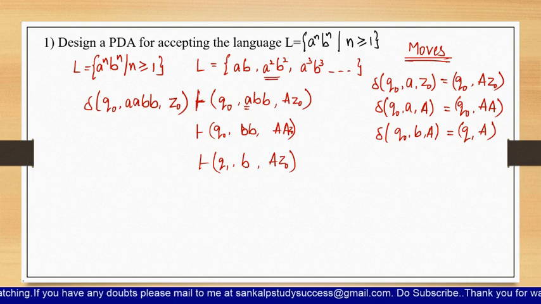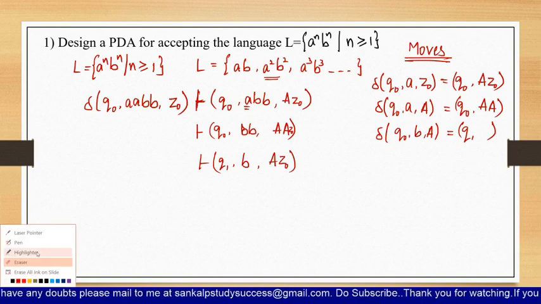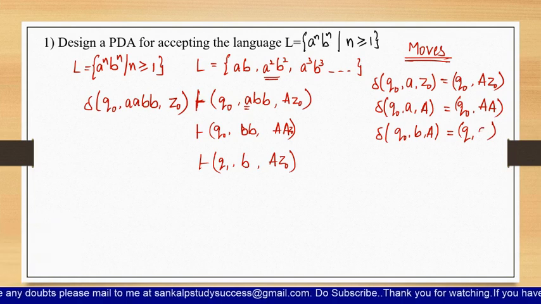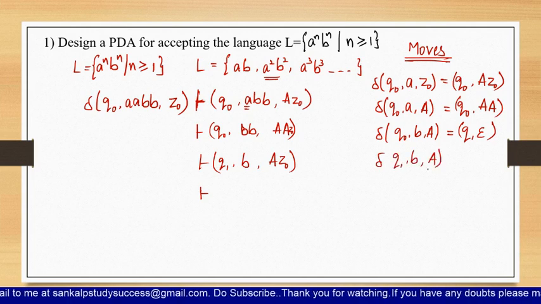That means it is not Q1, comma A, because we have just popped an element. So let us write it as Q1, comma epsilon, so that we will know that we need to pop an element in this case. So we have popped it. Now the next one is Q1, comma B, comma A. This is a different move now.